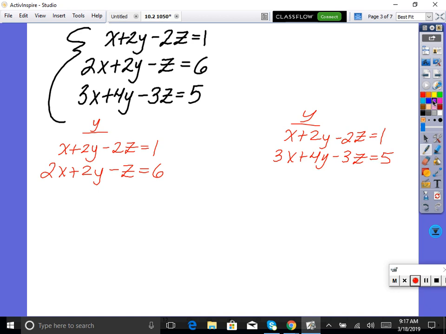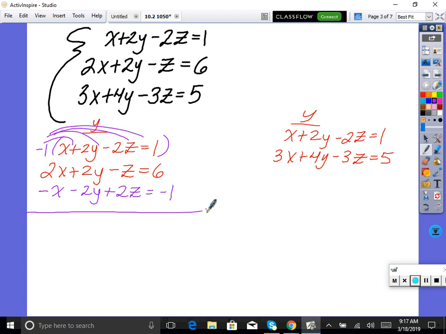Okay, eliminating Y. So this one is going to take some manipulation. Don't we need to times this by -1? So that would be negative x minus 2y plus 2z's equals -1. So let's add straight down. That's 1x, y's are gone, and then it looks like plus z equals 5, right?